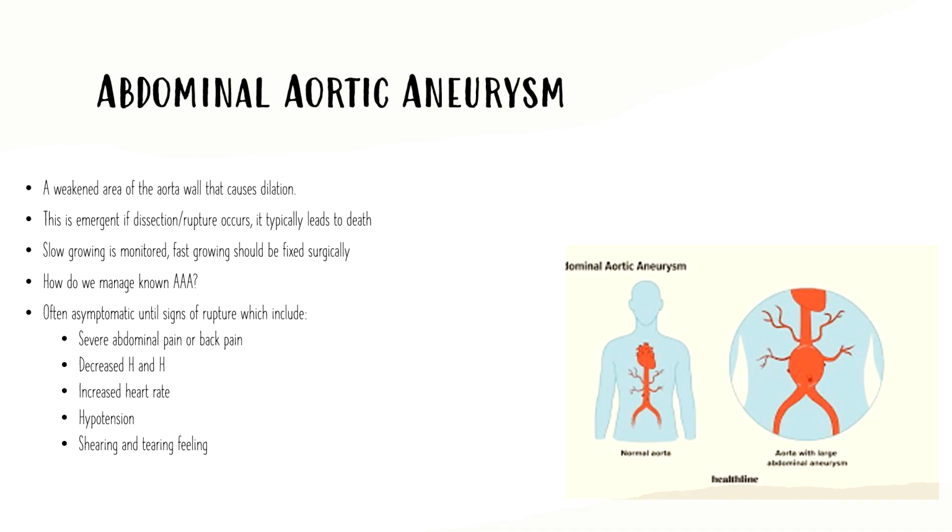Now we're talking about abdominal aortic aneurysms. So weakening in the area of the aorta that causes dilation. This can often be related to hypertension, where patients have an aneurysm and then they will monitor it. Smoking is another huge risk factor for developing abdominal aortic aneurysms. So if we can control our risk factors like hypertension or smoking, that will decrease their risk.